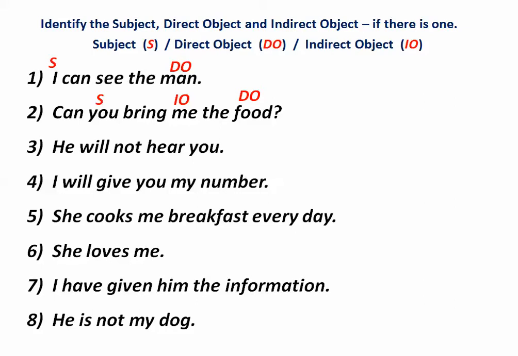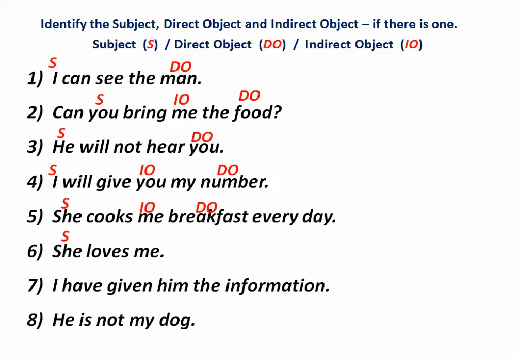Number 3, he will not hear you. He is the subject, and you is the direct object. Most sentences have direct objects. Not all sentences have indirect objects. I, as the subject, will give you, the indirect object, my number, which is the direct object. She is the subject, cooks what? Breakfast, which is the direct object. For whom? Me, indirect object. And then you have every day.